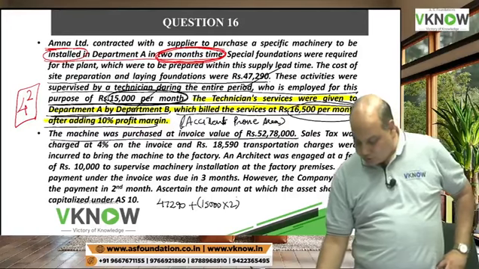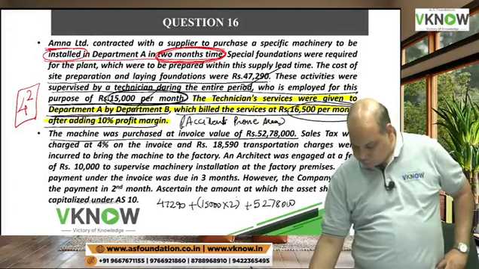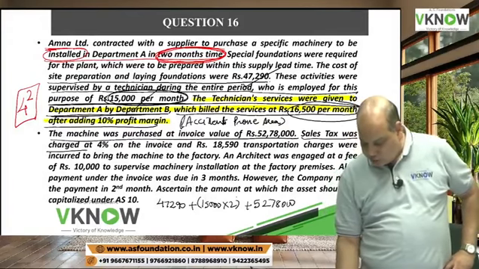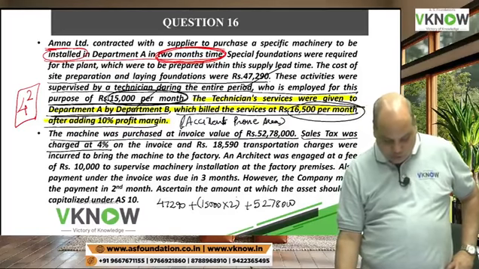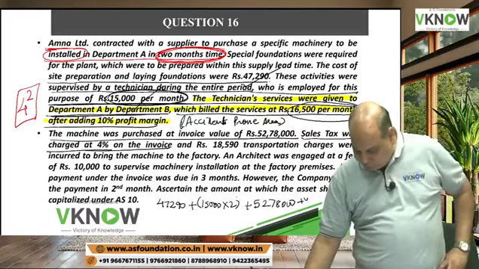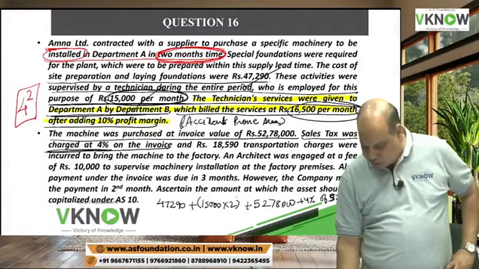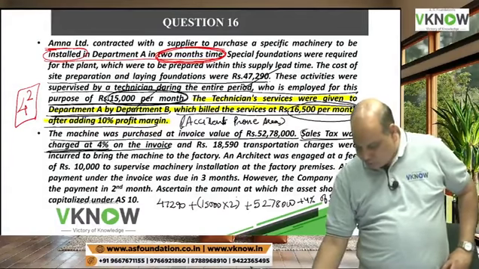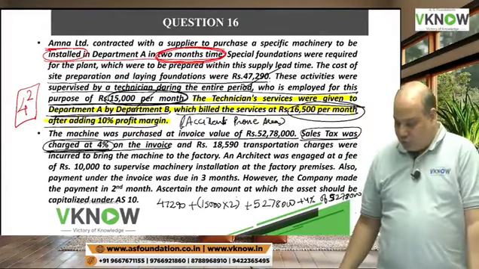Machine was purchased for 52 lakh 78,000. Sales tax was charged at 4% of the invoice. So plus 4% of 52,78,000. We don't know whether this sales tax is refundable or non-refundable. So you assume non-refundable and solve.